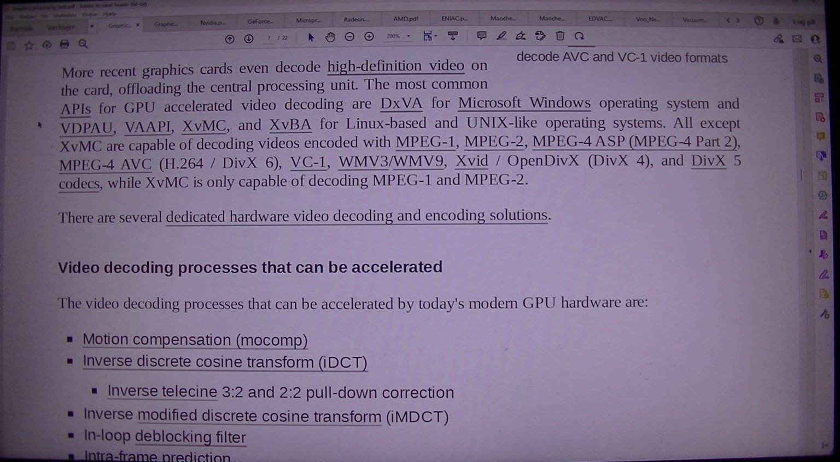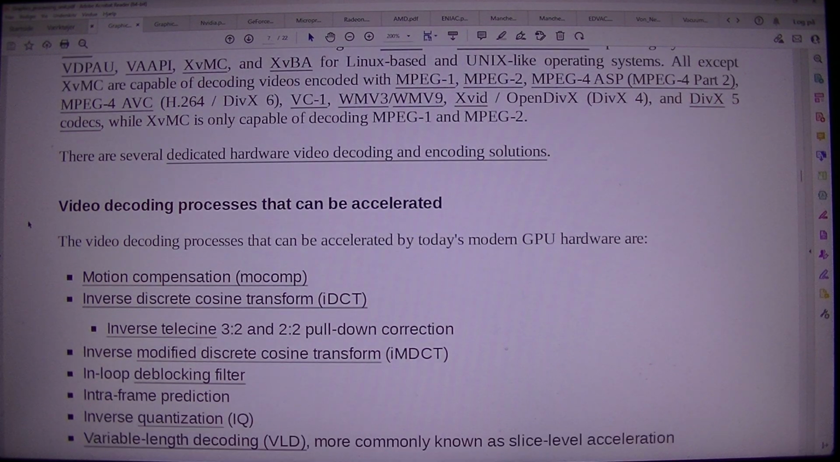All except XvMC are capable of decoding videos encoded with MPEG-1, MPEG-2, MPEG-4 ASP, MPEG-4 Part 2, MPEG-4 AVC, H.264/DivX6, VC1, WMV3/WMV9, XVID/OpenDivX, DivX4, and DivX5 codecs, while XvMC is only capable of decoding MPEG-1 and MPEG-2. There are several dedicated hardware video decoding and encoding solutions.